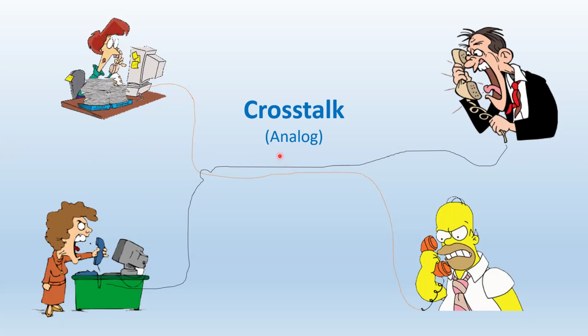In analog situations, crosstalk can be annoying. You could hear other conversations bleeding through your conversation. There used to be TV stations that would transmit through antennas, and most people would receive the TV signal through antennas.